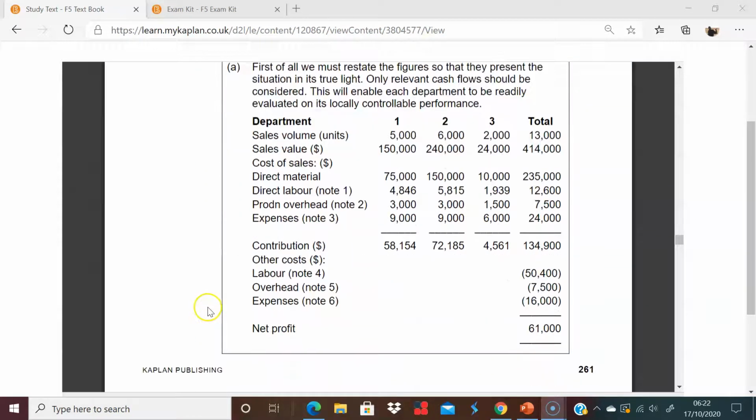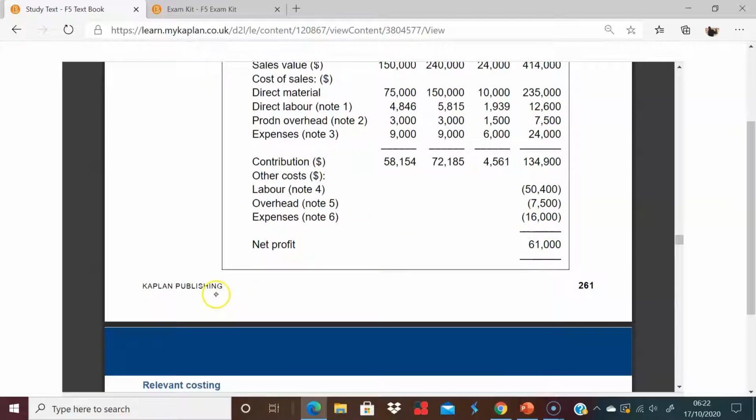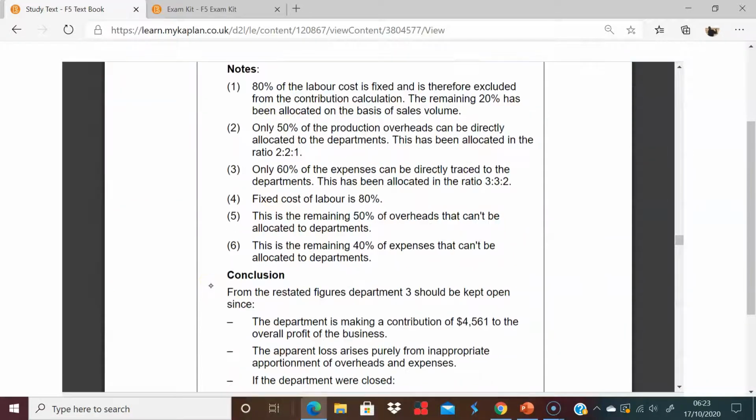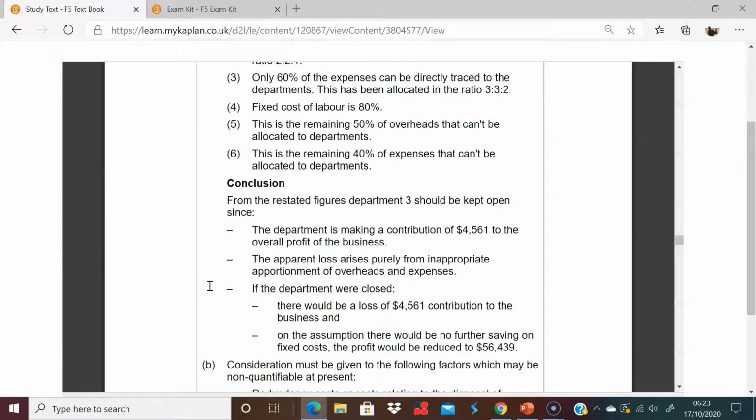So what do we have here? You can see here we've done some restating, if you like. So that's direct labor. Direct labor, that's all we can work with at 20%. That's the production overhead. Like I said, 331.5. Expenses were 996, and we have a positive contribution. So these are the other kind of full-on overheads that we've not been able to do much with. But the point is that at this point we can say, well, we're still seeing a positive contribution coming through. So it says the department is still making a contribution of 4,561.